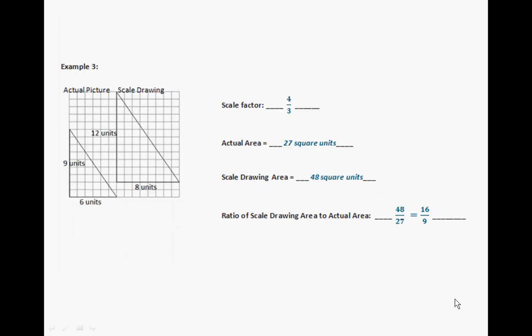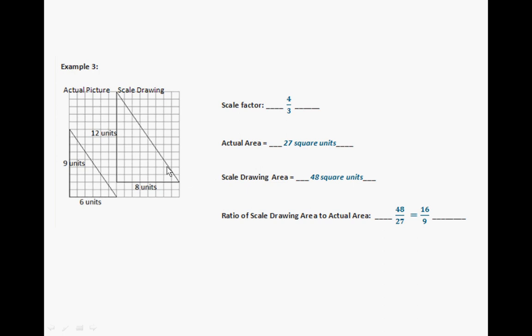All right, last example. We have our actual and we have our scale drawing. Again, the scale drawing is bigger than the actual picture. So that means we are comparing 8 units to 6 units, or 12 units to 9 units, which reduces to 4 to 3, 4 over 3.